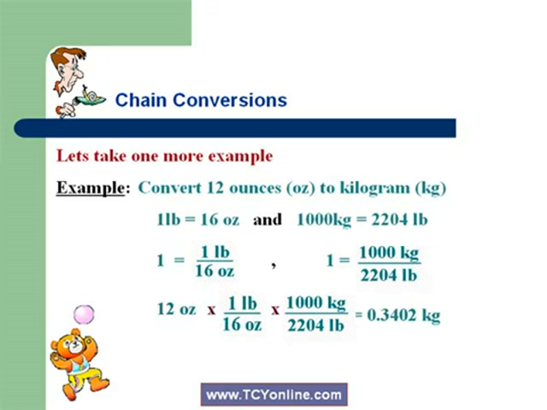While for 1000 kilograms equals 2204 pounds, we can write 1 is equal to 1000 kilograms over 2204 pounds. Now we need to convert 12 ounces to kilograms, so simply multiply the 12 with these two fractions. So we finally reach 0.3402 kilograms. So we can say that 12 ounces is equal to 0.3402 kilograms.